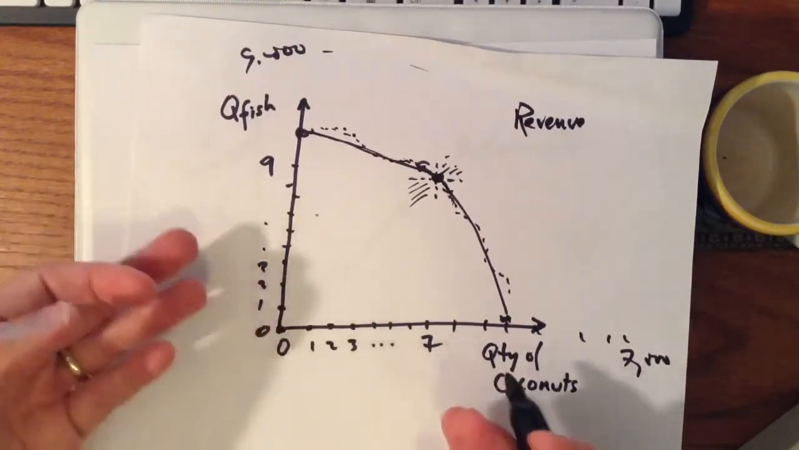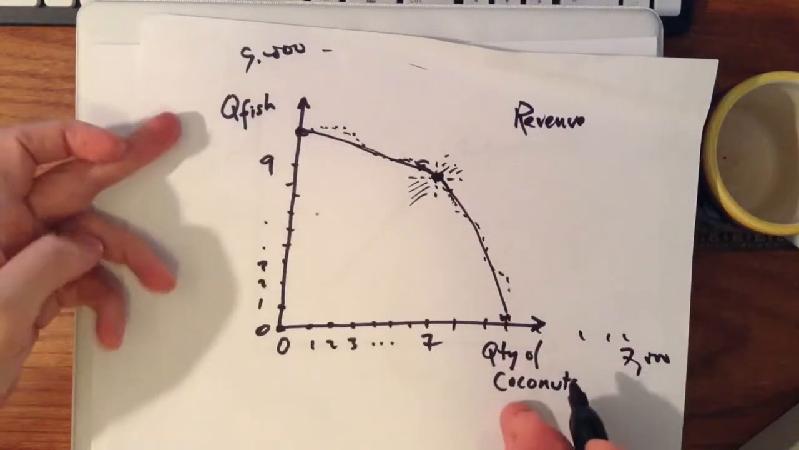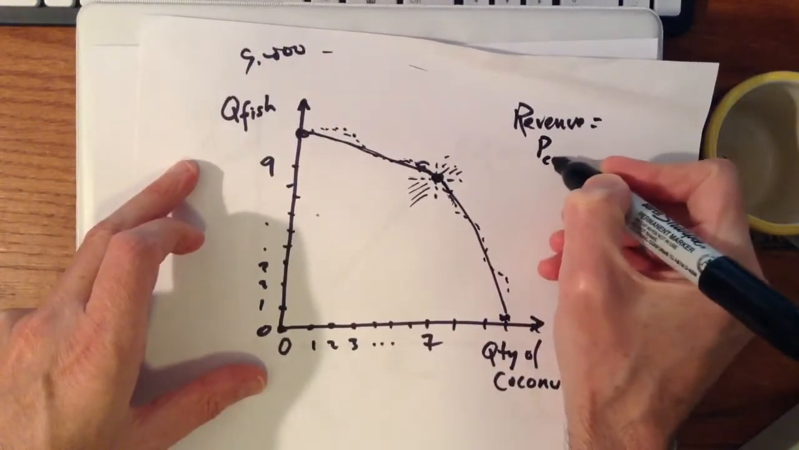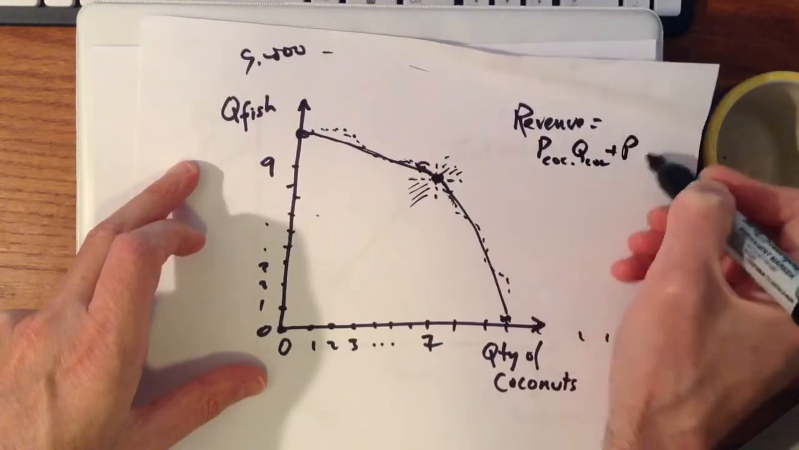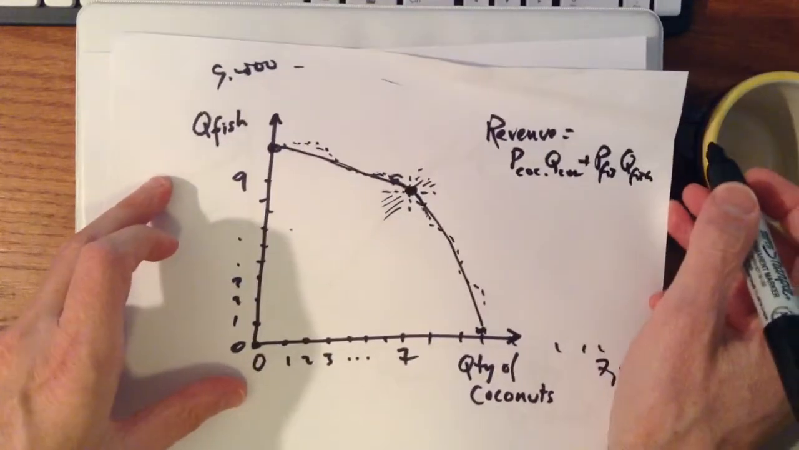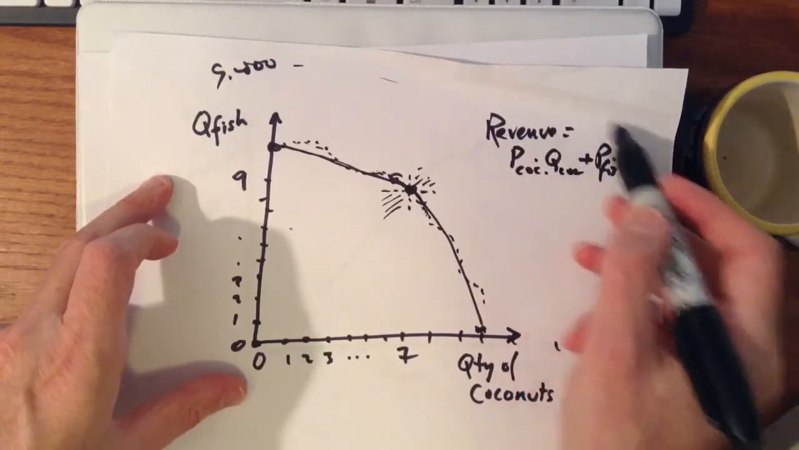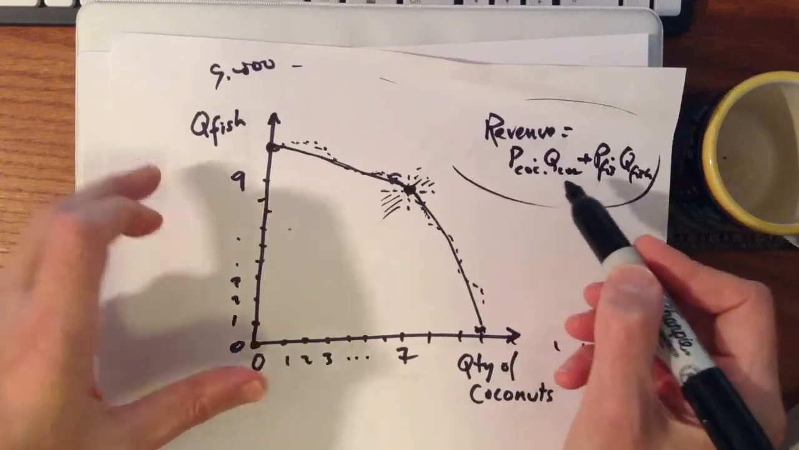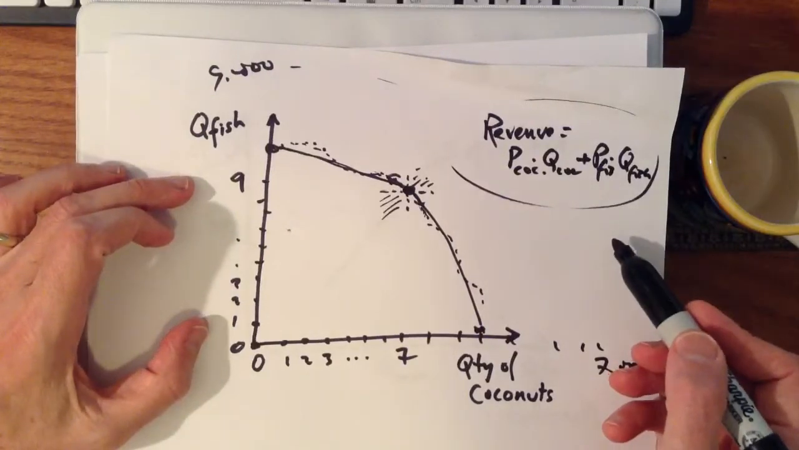It doesn't make any difference what the price is measured in, but everything would have a value in terms of some price. That price of coconuts times the quantity of coconuts plus the price of fish times the quantity of fish, where I'm multiplying each one and adding them up, gives me the total value of the coconuts and the fish in terms of dollars or drachma or pesos or whatever I'm adding up in.